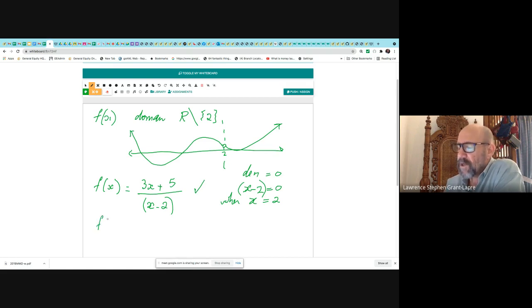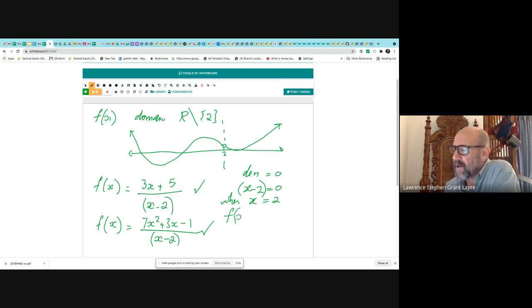What if it was a quadratic, like 7x squared plus 3x minus 1? Yes, we could have a quadratic, but we need a denominator, x minus 2, and it could be any function for that matter that allows for all values of x. So any polynomial such as 3x to the power of 4 minus 2 over x minus 2.